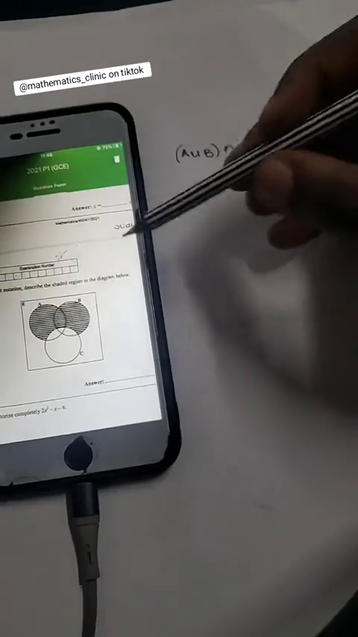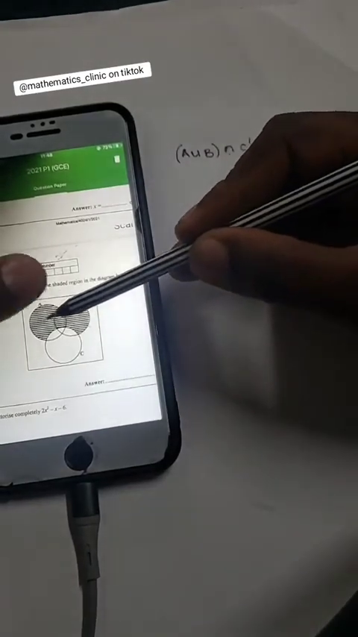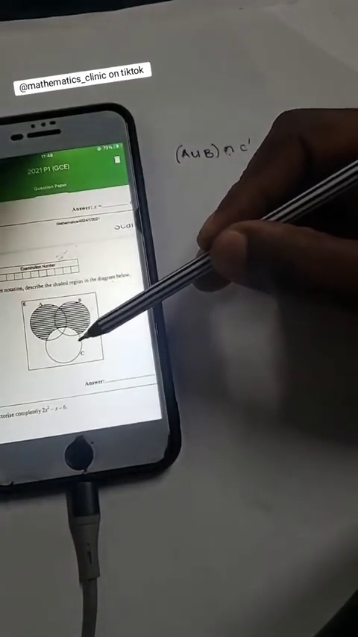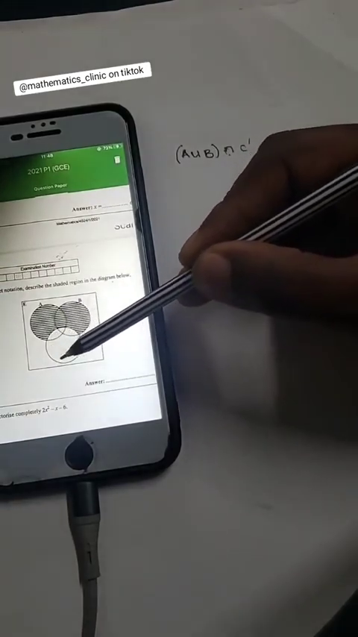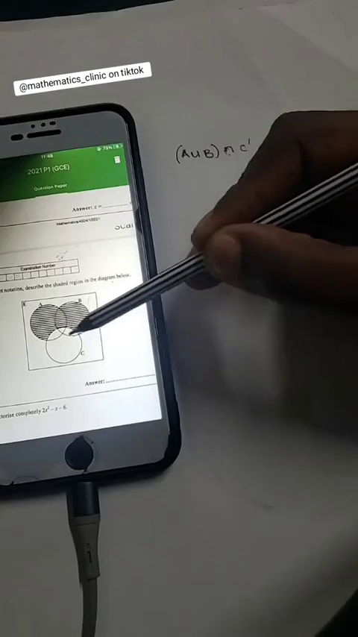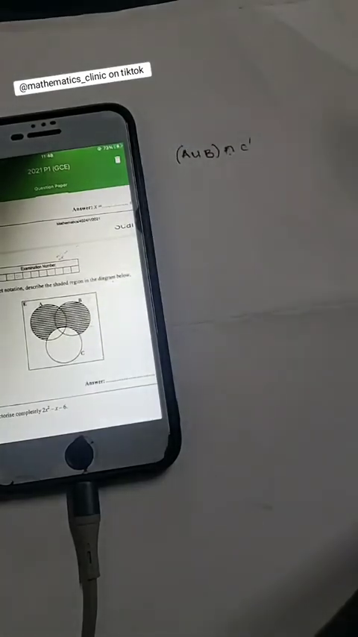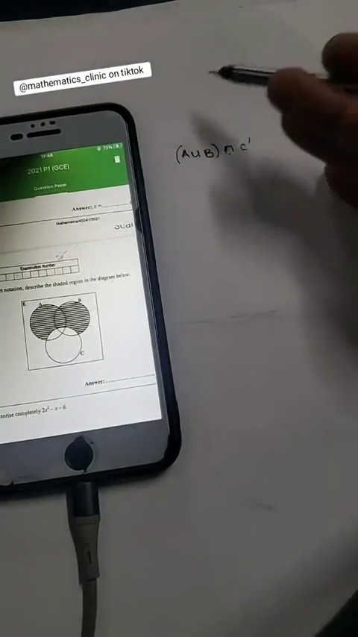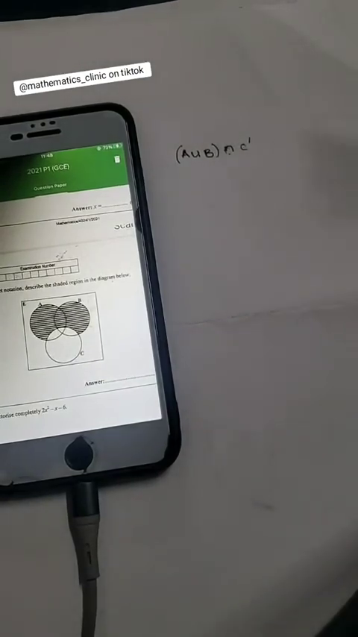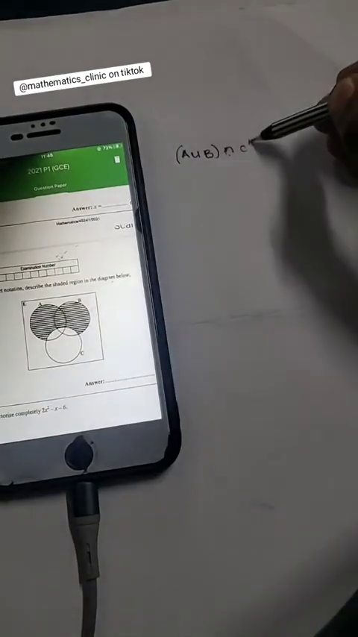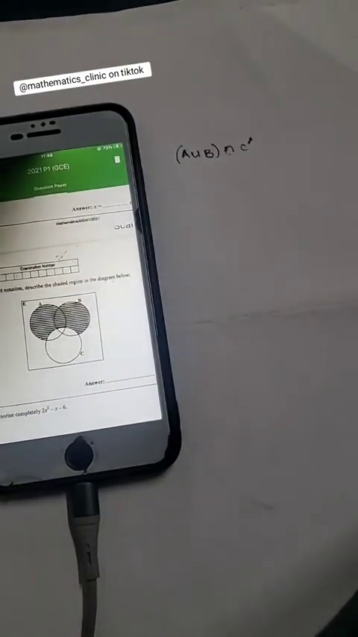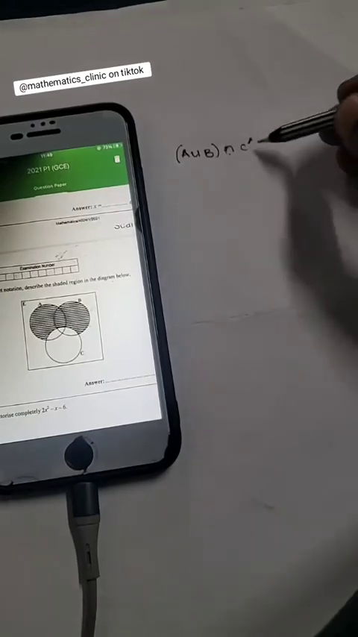So they have shaded part of A and B. Whatever involves set C has been excluded, has been eliminated. For that reason, our C has a complement. This is what a complement means. It shouldn't be part of the solution, shouldn't be part of the answer. So C has a complement.